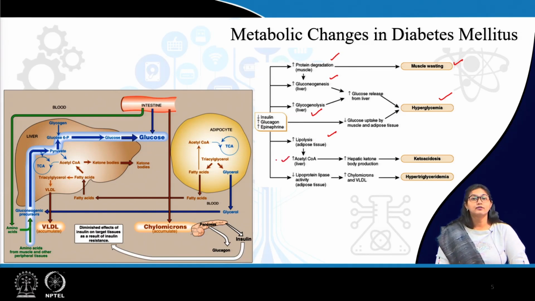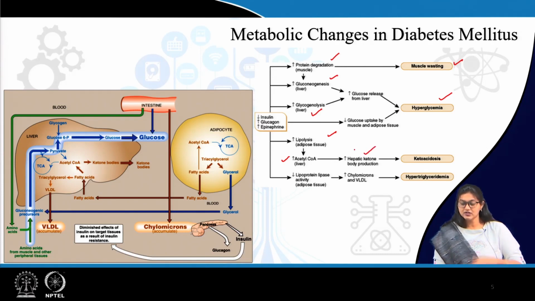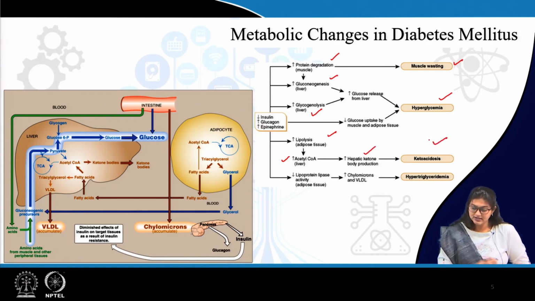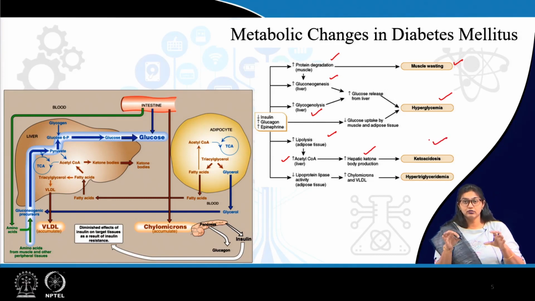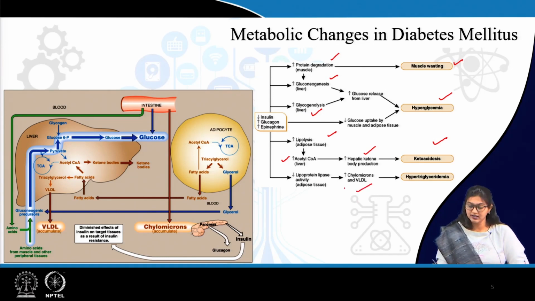Free fatty acids are available which are forming more acetyl coenzyme A. Those acetyl coenzyme A form ketone bodies causing ketoacidosis. Also lipoprotein lipase, which is important for uptake of triacylglycerol in the cells, is inactive or rather cannot be activated. So, circulating chylomicron and VLDL will be very high, causing hypertriglyceridemia. So, these are the manifestations of diabetes mellitus, the metabolic changes.